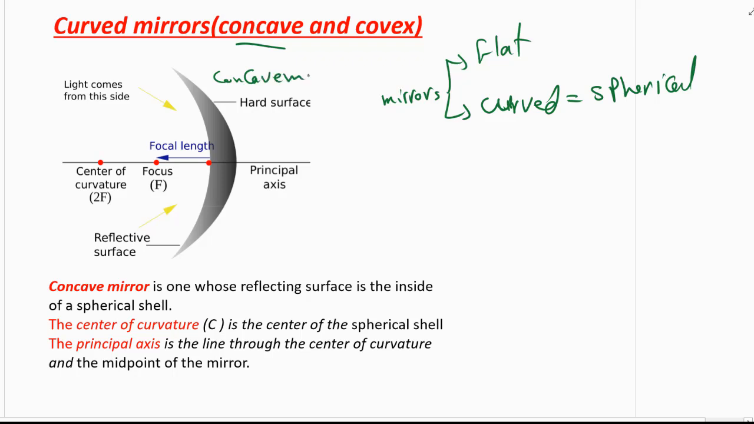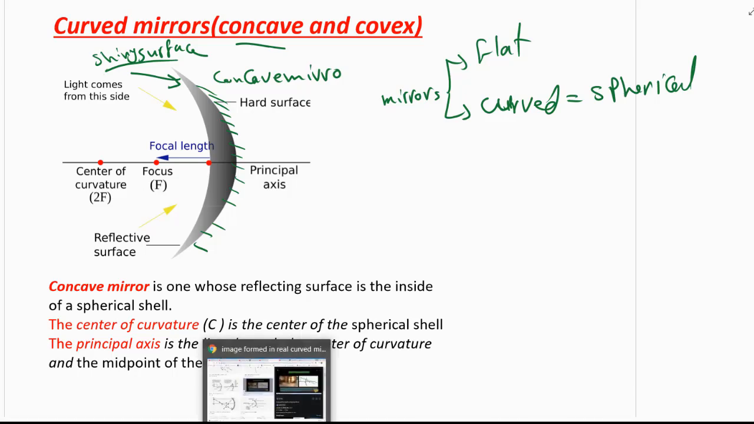So this concave mirror, this is the back of the mirror, and this is the reflecting surface, the shiny surface. The image is reflected inside this one. It looks like a spoon, the part inside the spoon. So this is called a concave mirror. And I'd like to share with you now how the image looks.